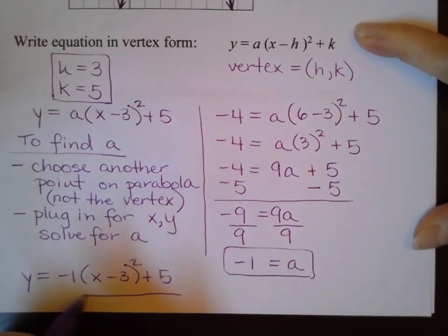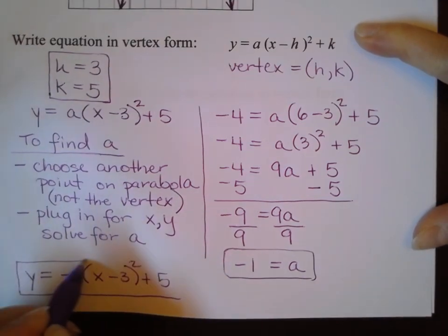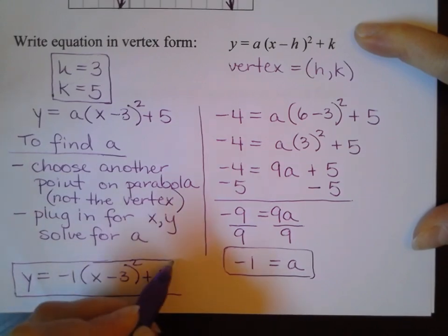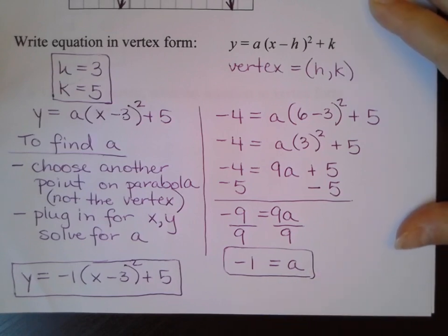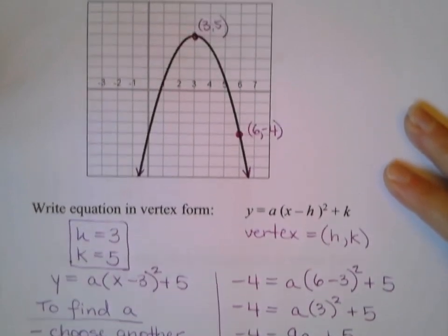And if we think about what a does to the graph, I'm pulling on previous skills, right? If the value for a is negative, then the graph should open down or be reflected. And I think we can see that in the picture that we were given.